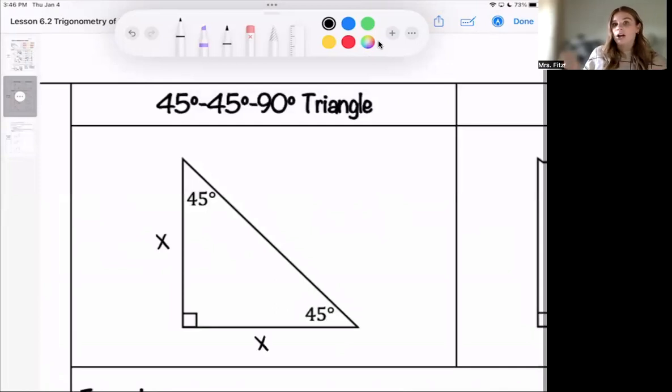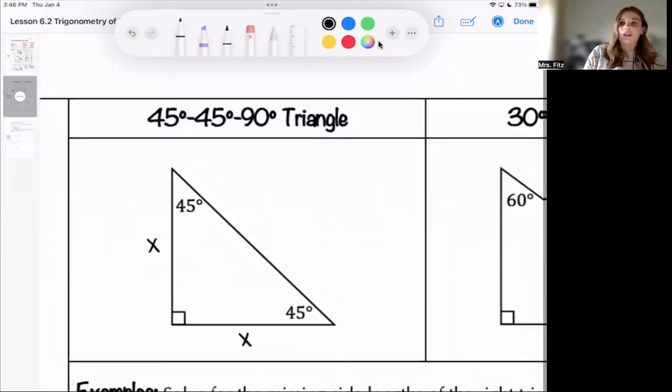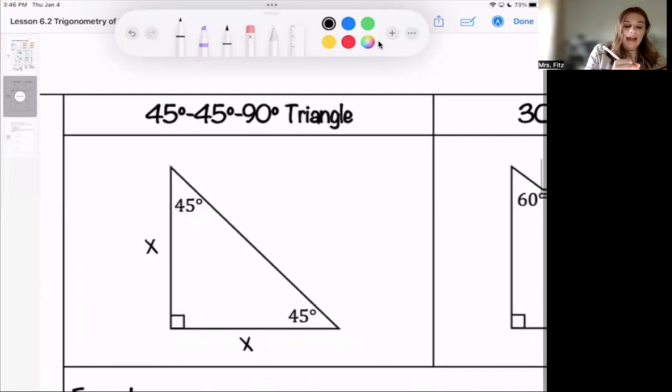The legs are equivalent. And there's a rule to help you find the third side, which would be x times the square root of 2. Now, where that comes from is actually Pythagorean theorem. So if one leg is x, we have x squared plus another x squared, a squared plus b squared equals c squared, right? C is the hypotenuse. This is 2x squared equals c squared.